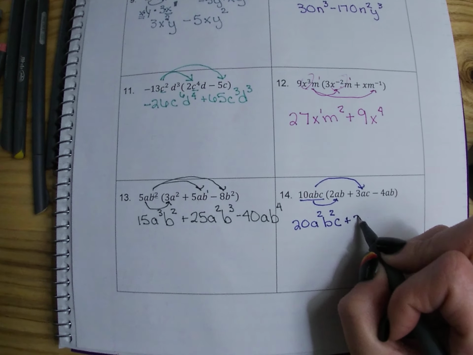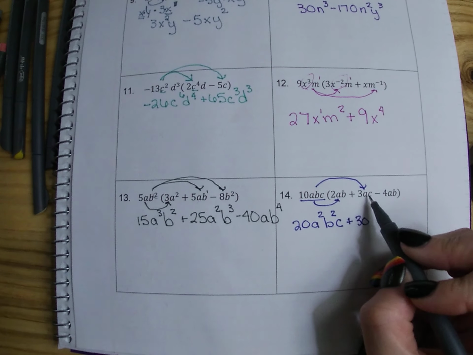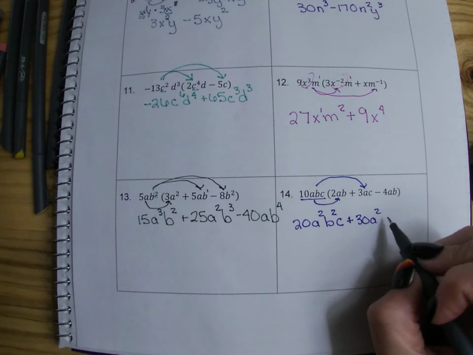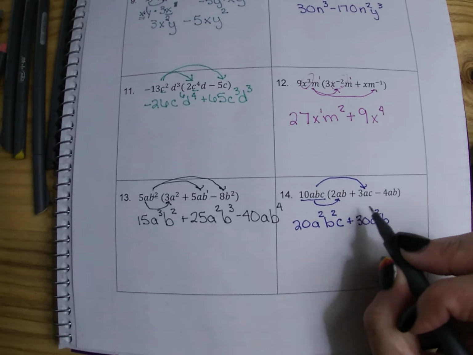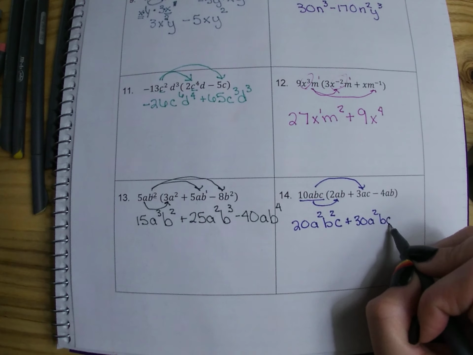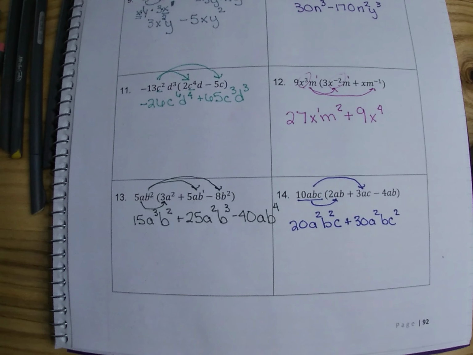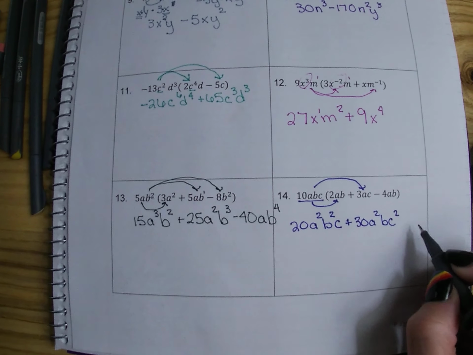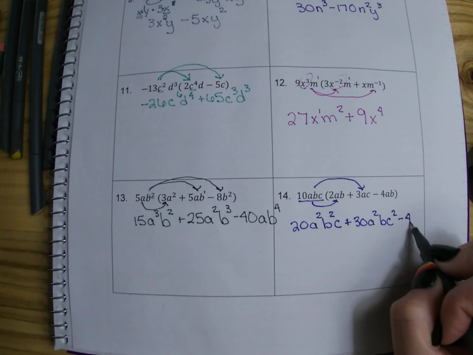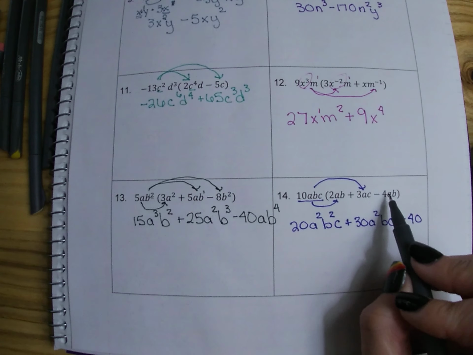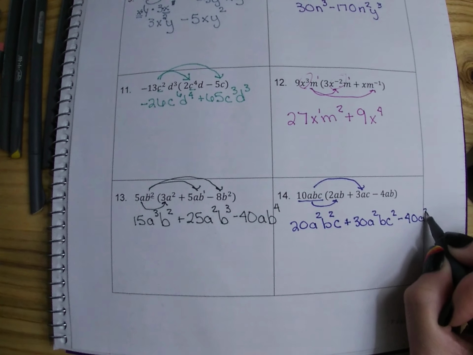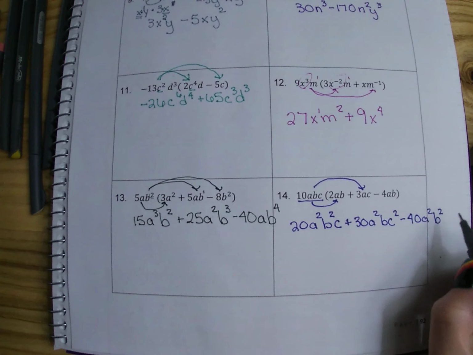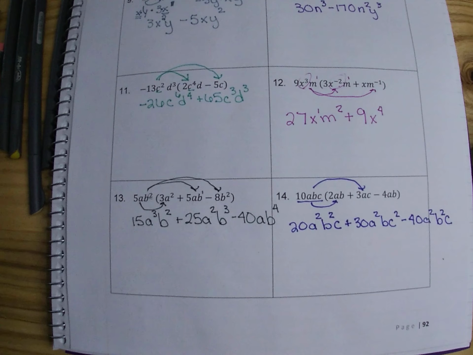Then we'll go to our second term. 10 times a positive 3 is a positive 30. A to the first times a to the first is a squared. There is no b, so that b to the first is just coming along. And c to the first times c to the first will give us a c squared. And then our last term, 10 times negative 4, will give us a negative 40. A times a will give us an a squared. B times b will give us a b squared. And then that c will just come along.